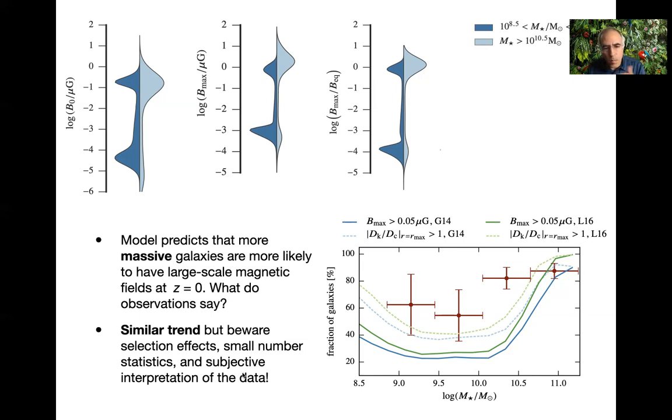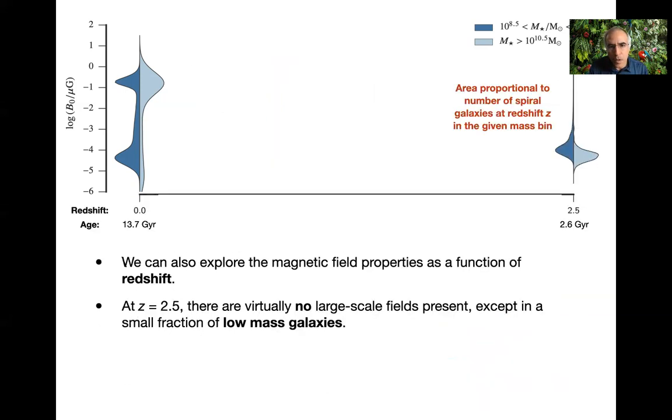Now, one should be aware that these are small number statistics, and interpreting the data is somewhat subjective because the data is somewhat qualitative. But in any case, this is the kind of thing that we want to compare our model to. And so we can also explore the magnetic field properties as a function of redshift. Here I've shown the higher redshift, 2.5, compared to 0.